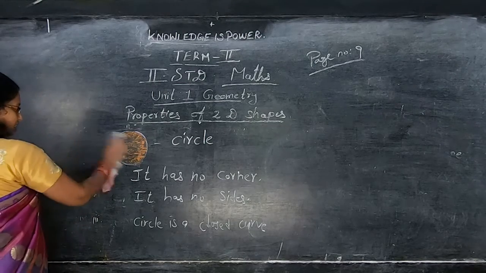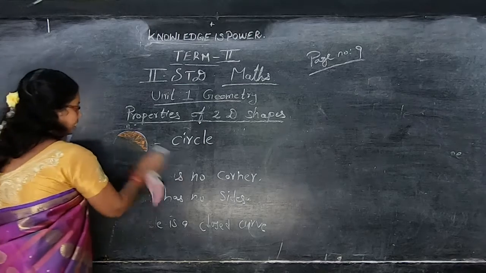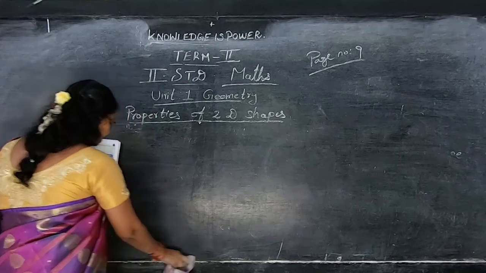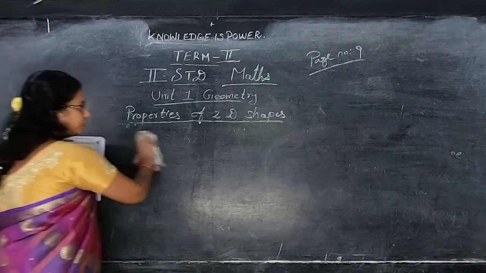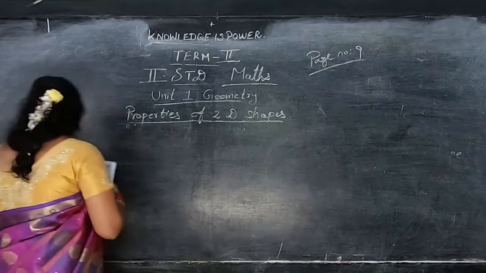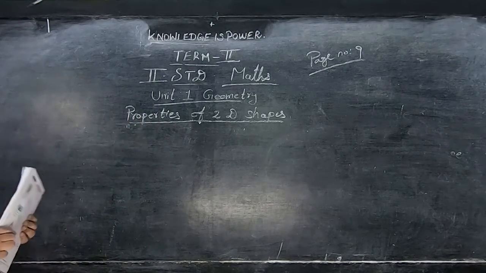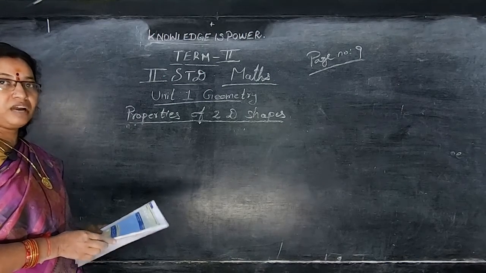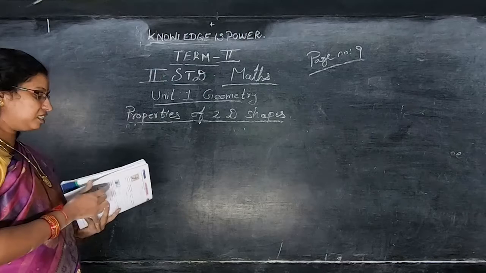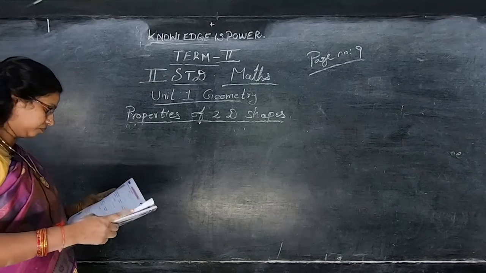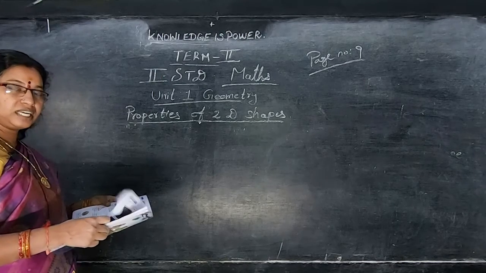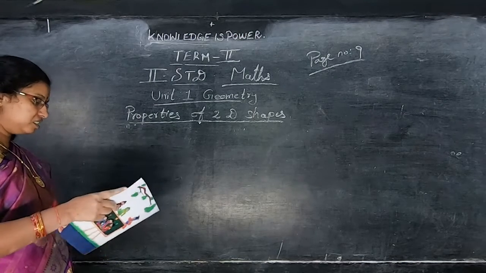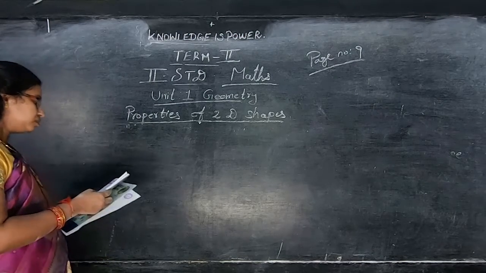And learn the properties. Write any property. They will ask in the exam. In the half-yearly exam, they will ask. Write the properties of rectangle, or write the properties of square, write the properties of triangle, or write the properties of circle. They will ask in the half-yearly exam. So, read the properties. Easy only. 4 sides, 4 corners. Sides are equal for square. You can easily learn it. Okay. Now, we are going to see the lines.